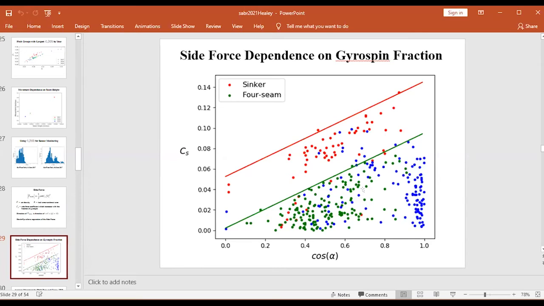So we can have a side force efficiency that's similar to the spin efficiency that we have for the Magnus force. And this side force efficiency then is going to depend on the orientation of the seams during the pitch trajectory. So if we can get video of pitches, then we can determine that relationship between the orientation of the seams and this side force efficiency.